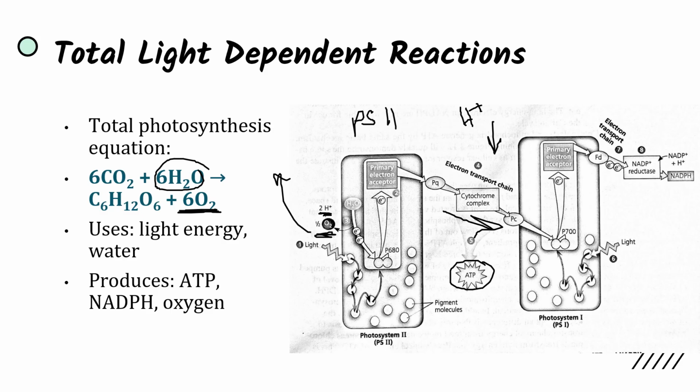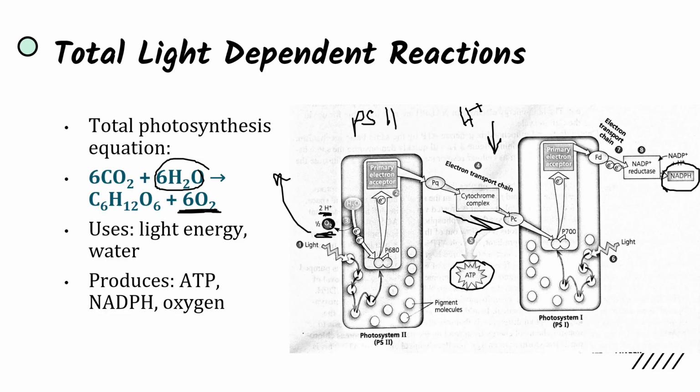Lastly, this electron from PS2 is going to replace the one that was taken from PS1, and the electron from PS1 is going to join with NADP+ to form the electron carrier NADPH, which will also be used in the light-independent reactions. So there you have it, the total light-dependent reactions.